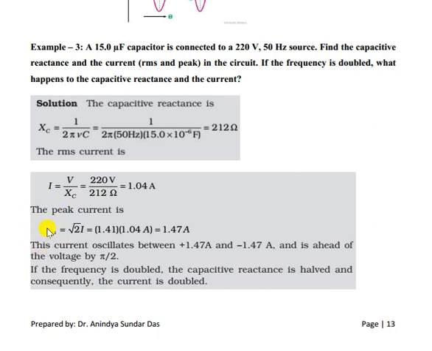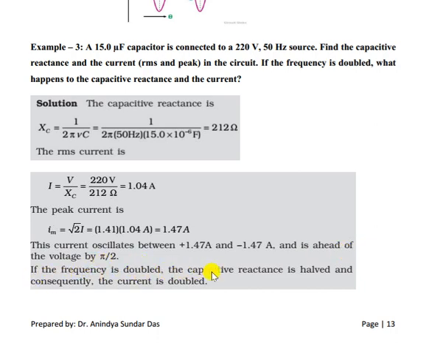So the maximum current value is what? Root 2 times I, because the RMS value is Im by root 2. So Im is root 2 into I. The maximum current should be RMS multiplied by root 2. If you do that, you will get the current value. Now the current oscillates between plus 1.47 A and minus 1.47 A, and is ahead of the voltage by pi by 2.